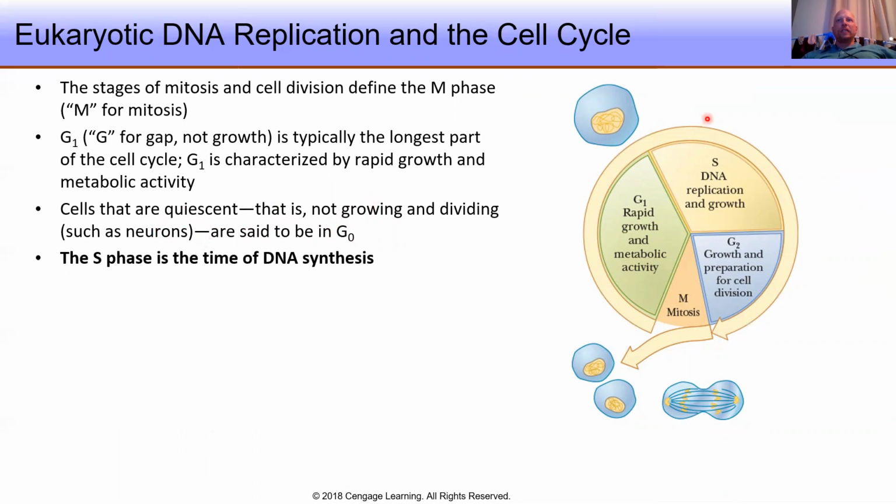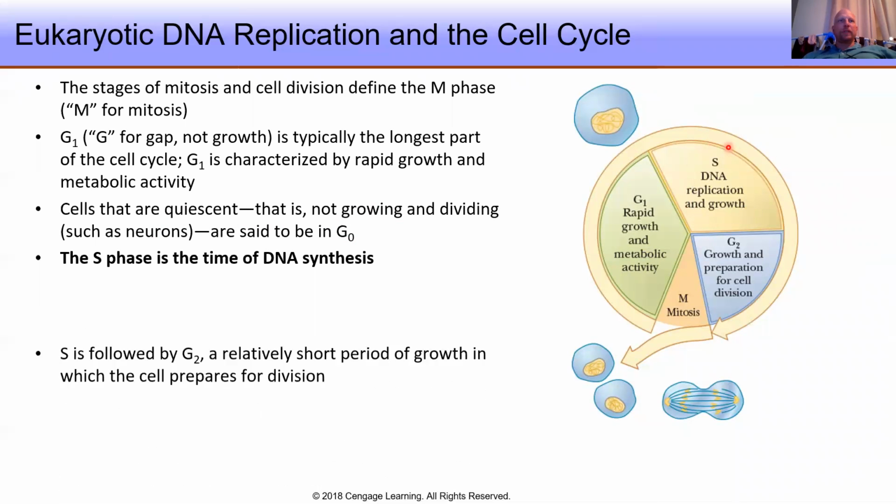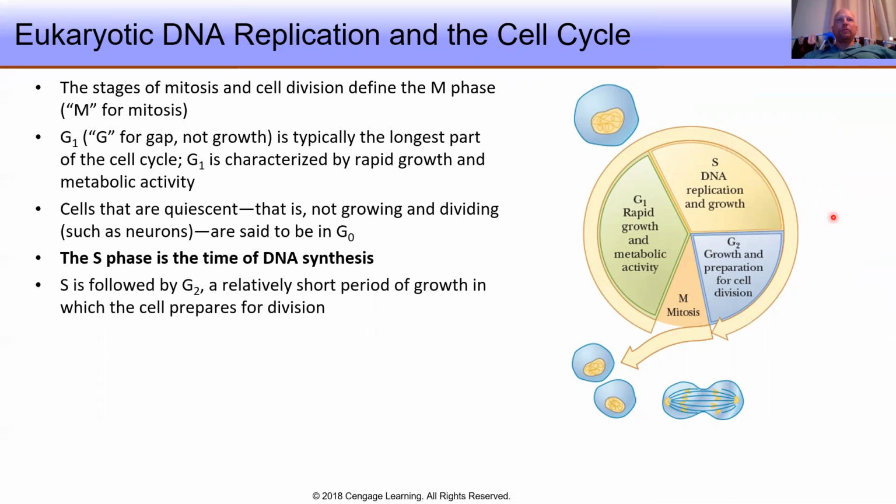S phase is the time of DNA synthesis, replication, and growth, and that is followed by G2, which is a relatively short period, and the cell is preparing for division. And these 3 phases collectively are called interphase, by the way. And then we have, of course, mitosis.